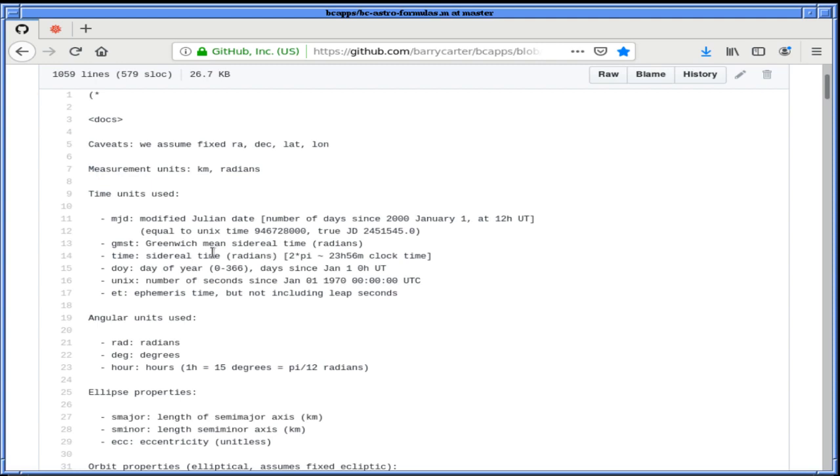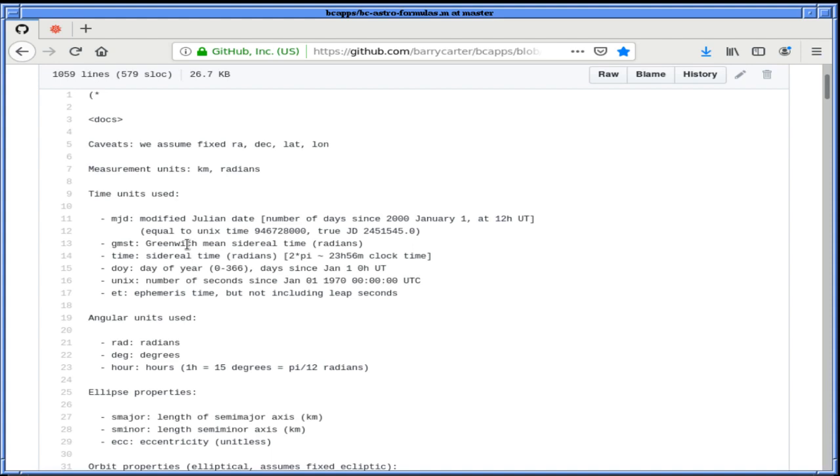And I guess what I'm also going to be doing here is defining what units I'm going to be using. So the modified Julian date, somewhat important. The Greenwich Mean Sidereal Time means that if you were in Greenwich, what right ascension of stars would be overhead? That's the mean sidereal time.